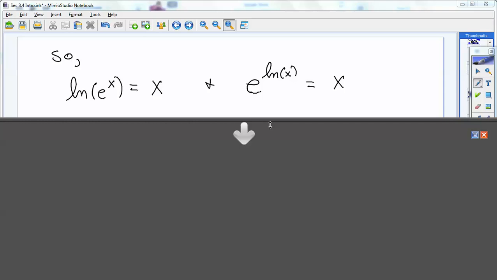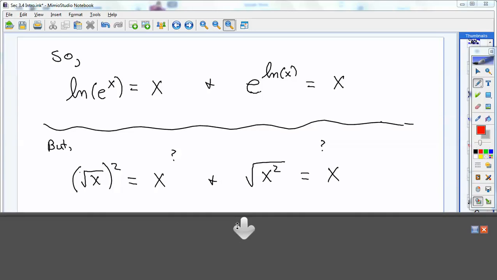No domain issues. Those are always true. The reason there's no domain issues is that for e to the x, the y's are always positive, and so in ln x, the x's are always positive. And so we have no problems. But with square root, we do. Square root and squaring kind of undo each other. Let me tell you what I mean. This one actually does work. So this one is actually true.